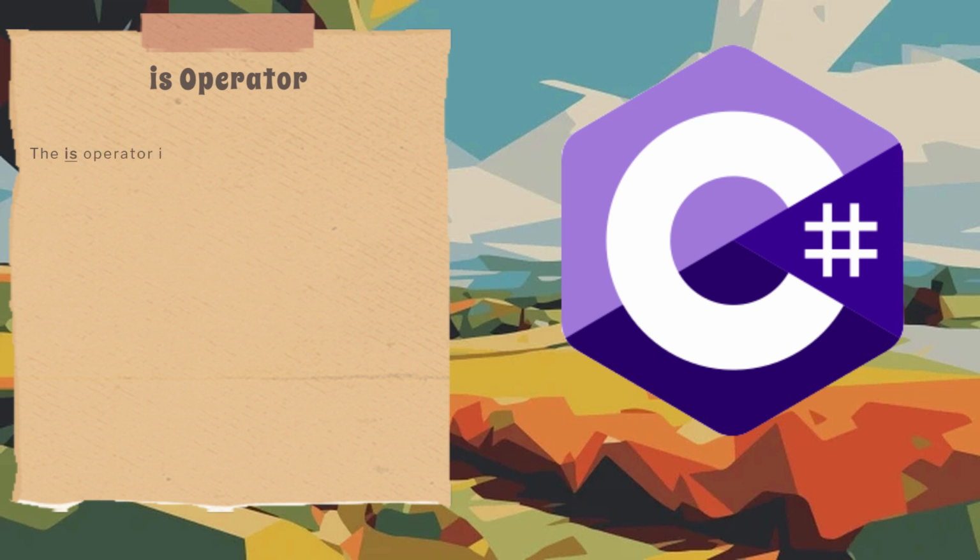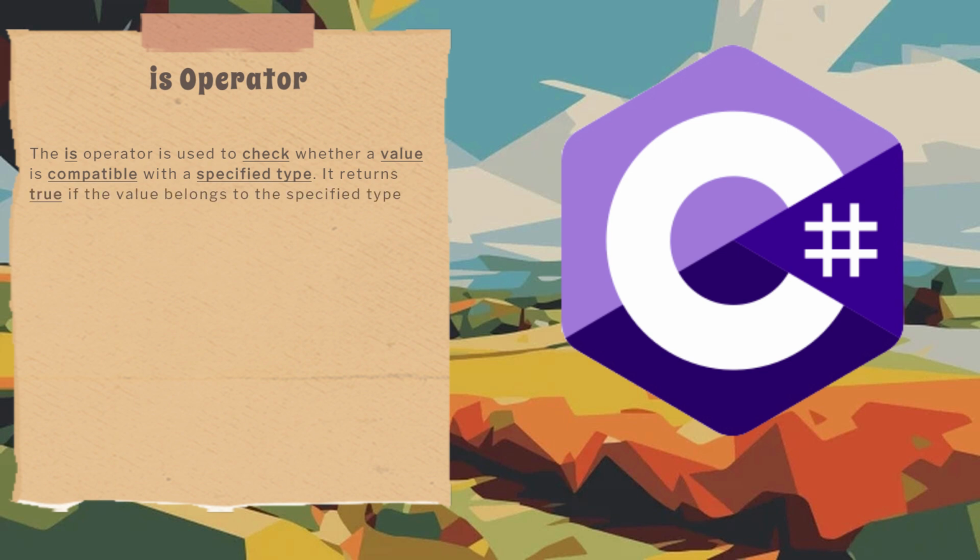The is operator is used to check whether a value is compatible with a specified type. It returns true if the value belongs to the specified type or can be safely treated as that type. If the value does not match the type, the result is false.